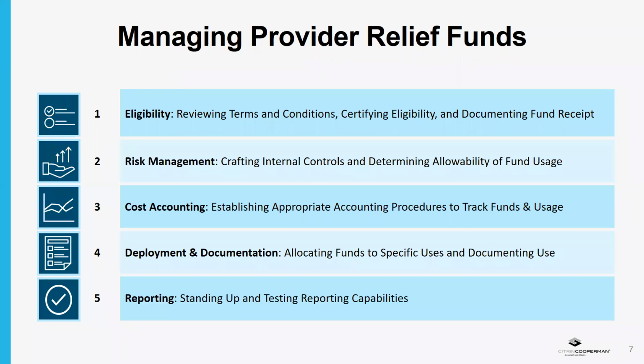And then there's deployment and documentation, allocating the funds to specific uses and documenting the use. And then the fifth is the reporting, standing up and testing reporting capabilities. And with the reporting, initially HHS had indicated that reporting was going to be required by July 10th for the second quarter of 2020, the receipt and use of funds for that quarter.